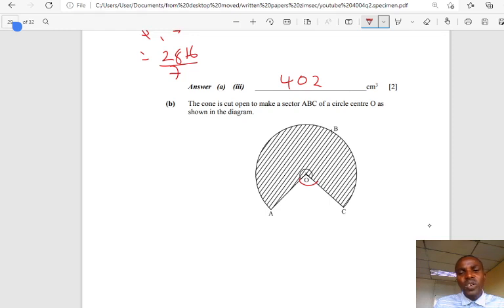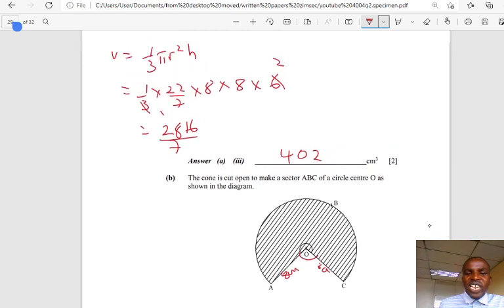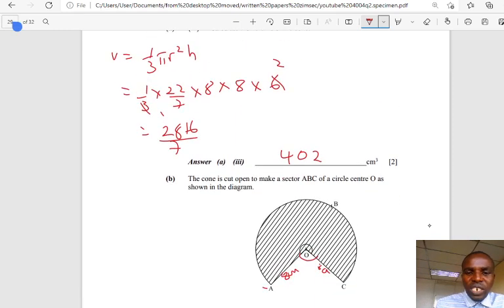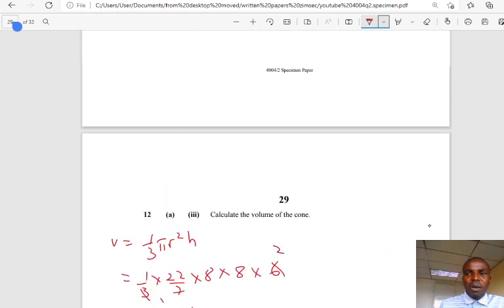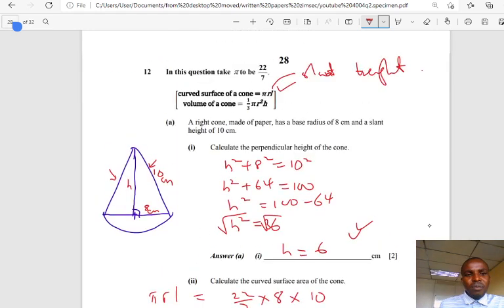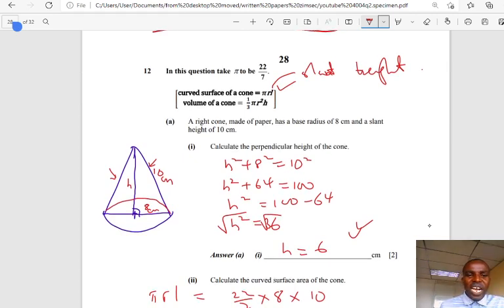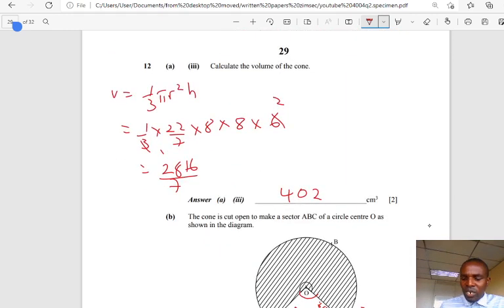So the radius of the cone is the radius of this item, right? The radius was 8 centimeters. So this one is 8 centimeters, 8 centimeters like this. Then the circumference, the distance from this point to this point, is the same. So you find the circumference of a sector here, which is equal to the base of this cone. The base of a cone is a circle, so the circumference is 2 pi r. So it's 2 pi r down here.